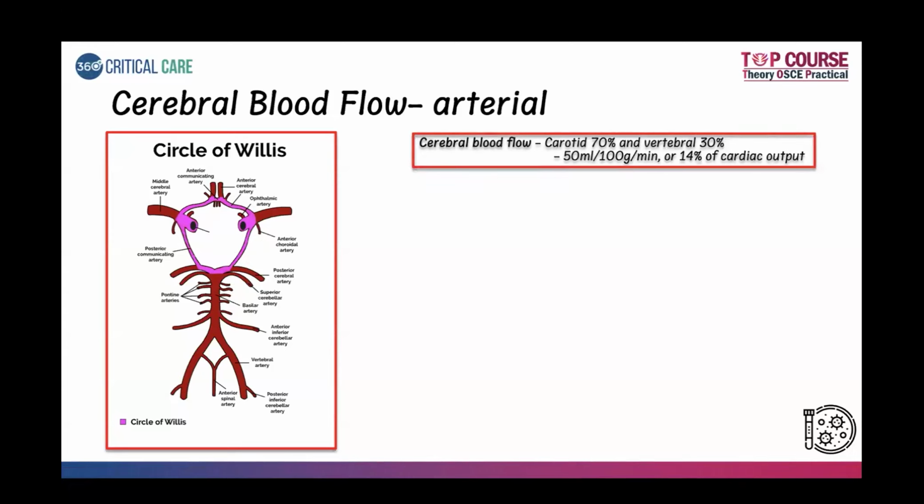Cerebral blood flow. Carotid system supplies 70% of the blood flow to the brain, and vertebral system supplies 30% of the blood flow, which accounts for around 15 ml per 100 gram of brain matter per minute, or it accounts for about 14 to 15% of the cardiac output. So these numbers are better to remember and write down on the paper when there is a question around it, because they will carry some marks.